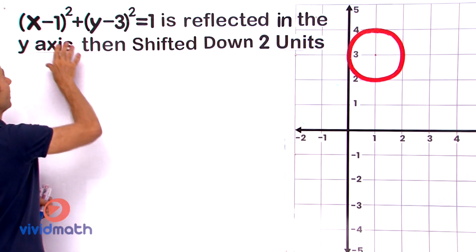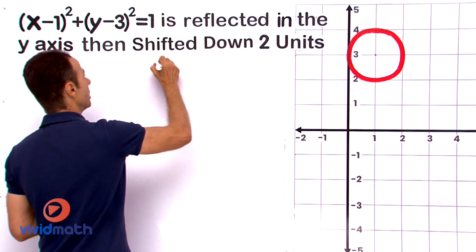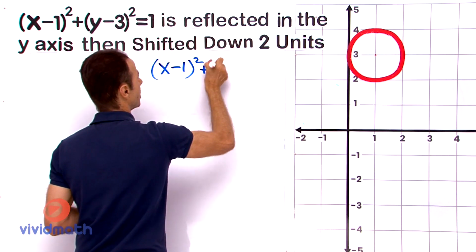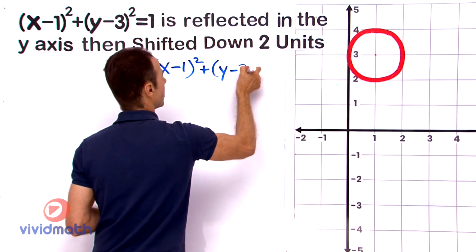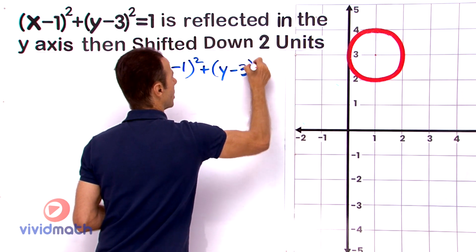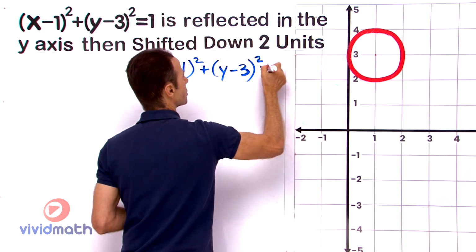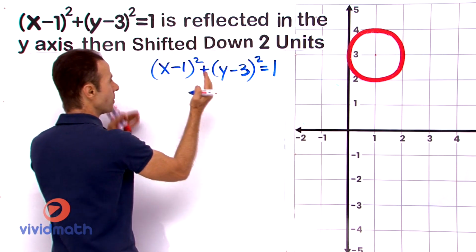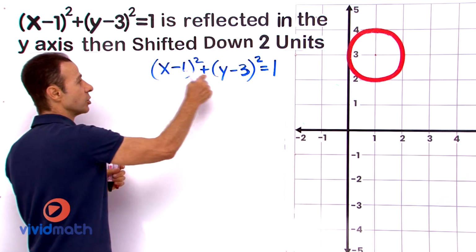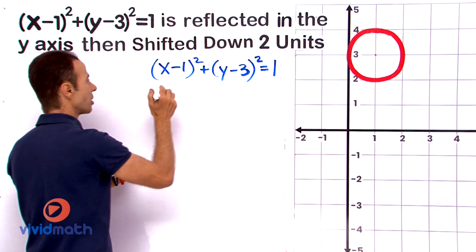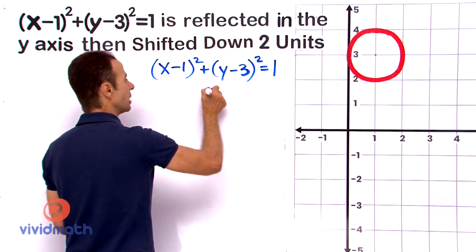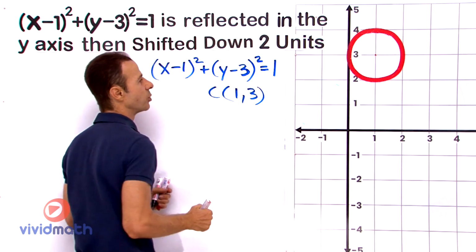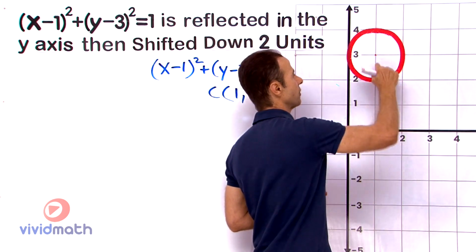So let's work it out mathematically. What do we have here? We have (x - 1)². I'm going to write it out again here: (x - 1)² + (y - 3)² = 1. Now, the center is the opposite of whatever's in the brackets, which tells us the actual units horizontally and vertically. So the center for this particular circle would be positive 1 and positive 3, and the radius would be 1.